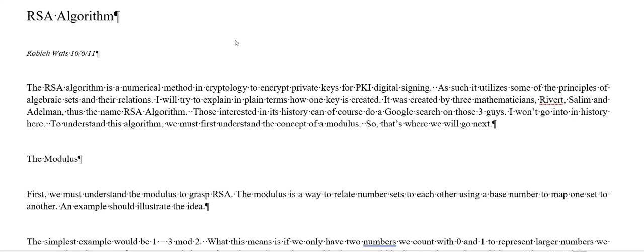The RSA algorithm is a numerical method in cryptology to encrypt private keys for PKI digital signing. As such, it utilizes some of the principles of algebraic sets and their relations. I'll try to explain in plain terms how one key is created. It was created by 3 mathematicians, Rivest, Shamir, and Adleman, thus the name RSA algorithm. Those interested in its history can, of course, do a Google search of those 3 guys. I won't go into history here.